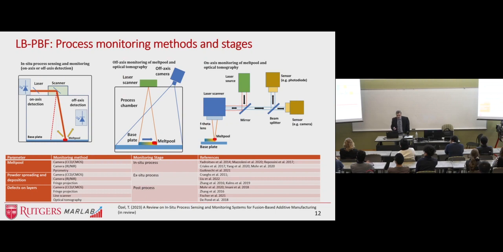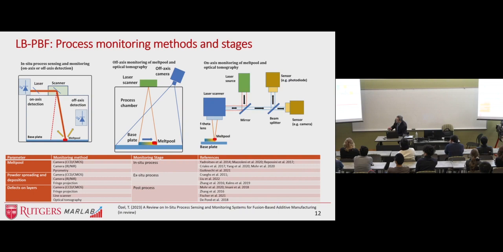Anyway, so to summarize, the types of monitoring methods can be applied, not just on-axis and off-axis, by using cameras, CCD or CMOS cameras, or infrared or near-infrared cameras, pyrometry, or fringe projection, or line scanner, or optical tomography. We can actually look at the parameter that we would like to monitor. So here you see melt pool we're trying to monitor.